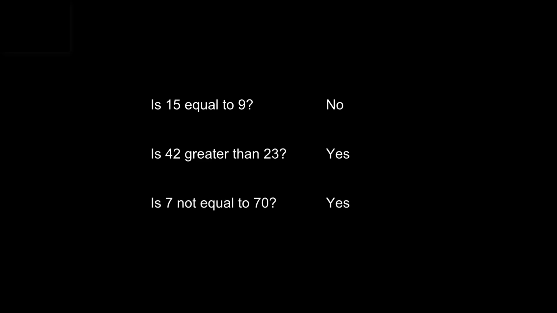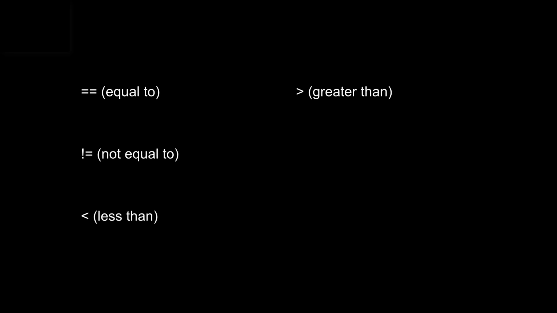We can express these questions using 6 different operators. A double equal sign asks the question, are the two numbers on the left and right equal? An exclamation mark followed by an equal sign is the opposite. Are the two numbers not equal to each other? The less than symbol asks if the number on the left is less than the number on the right. The greater than symbol is the opposite. Is the number on the left greater than the number on the right?